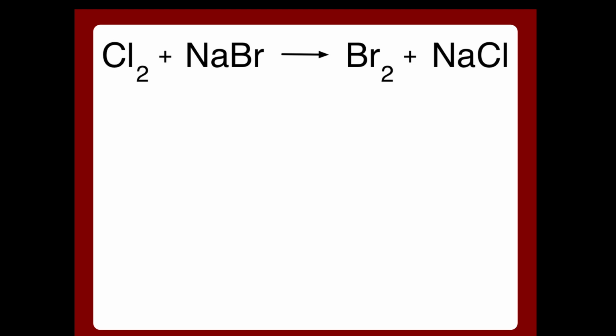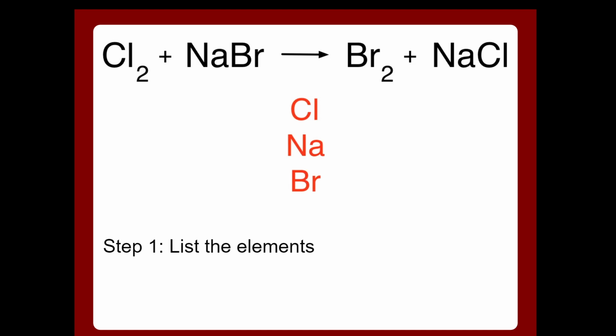Okay, so let's go ahead and do this one here. This is chlorine coming together with sodium bromide to make bromine gas and sodium chloride. Okay, step 1, listing our elements. Count. So 2 chlorines, 1 sodium, 1 bromine. 1 chlorine on the right, 1 sodium on the right, 2 bromines on the right.